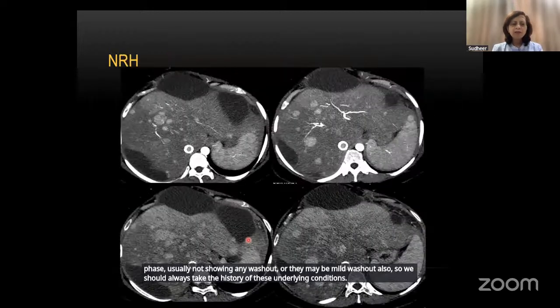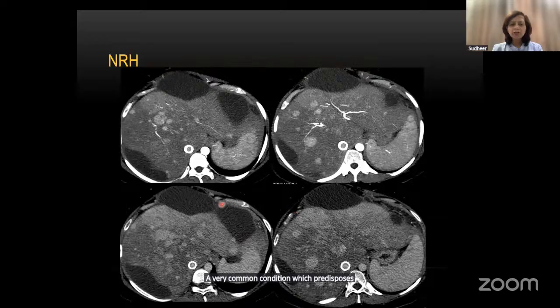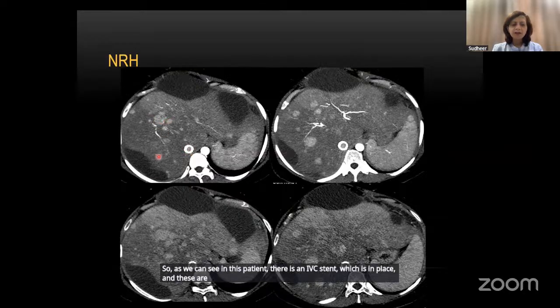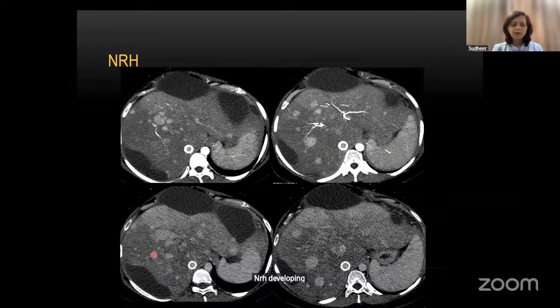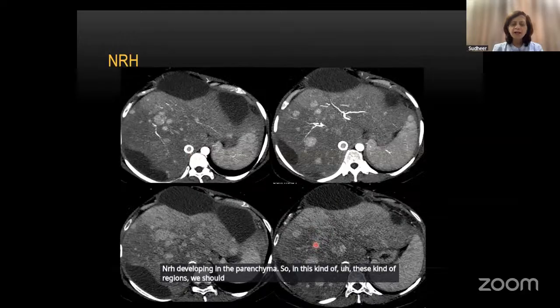A very common condition which predisposes to NRH, as also talked about in the morning, is Budd-Chiari syndrome. As we can see in this patient, there is an IVC stent in place, and there are multiple NRH developing in the parenchyma. In these kinds of lesions, we should not apply LI-RADS. This is a contraindication for applying LI-RADS.